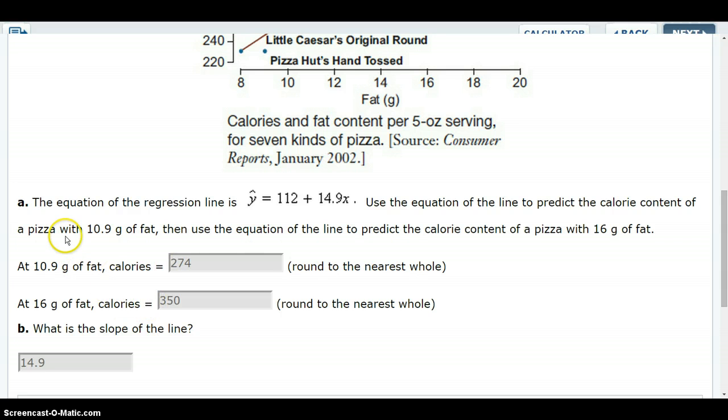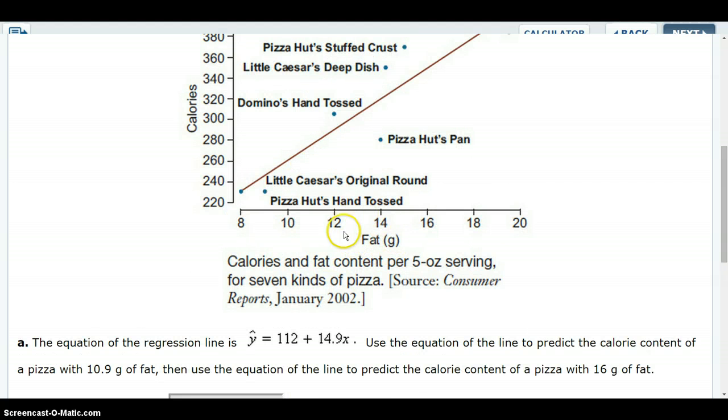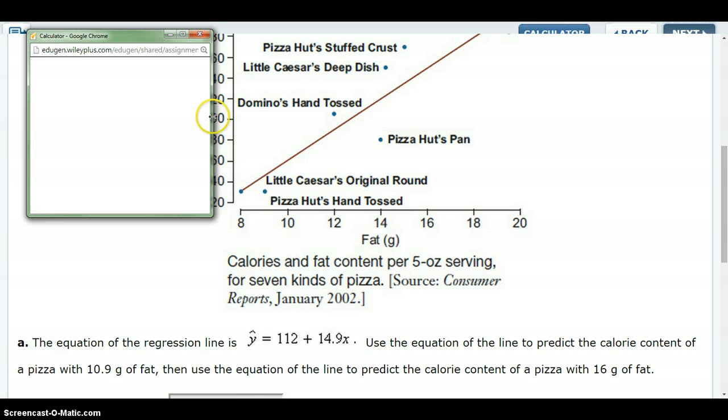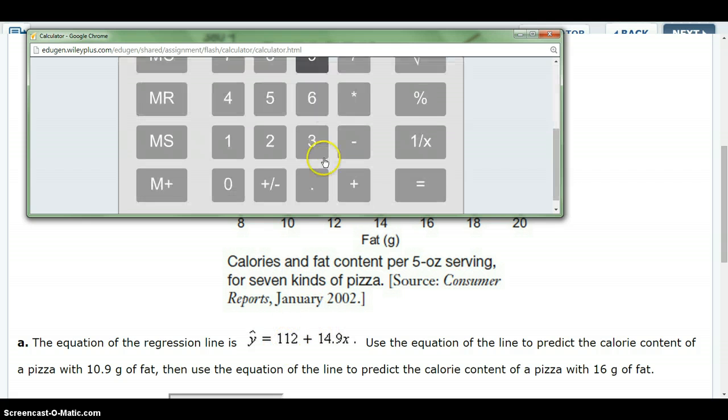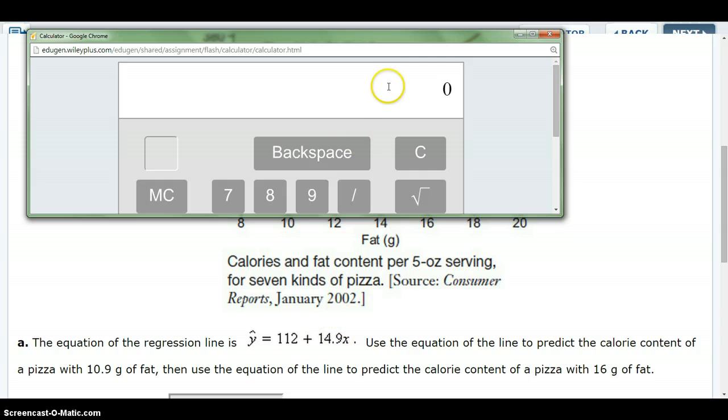So we want to look at 10.9 grams of fat first of all. So again, 10.9 will be our x value because fat is on the x-axis. So let's grab this calculator here, and we're putting them in this equation. Just because I'm not sure how it's going to handle this and I don't have parentheses on this, I'm going to start on the right side here. So I'm going to put in 14.9 times, and then my x value here is 10.9. And I'm going to hit enter to get an answer.